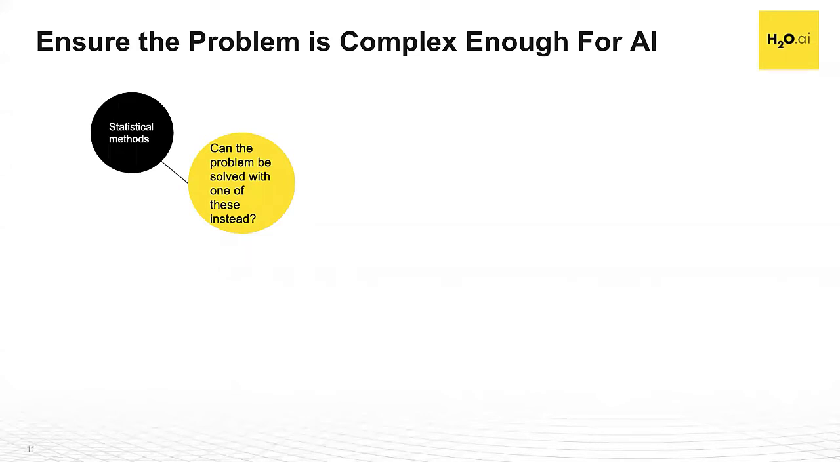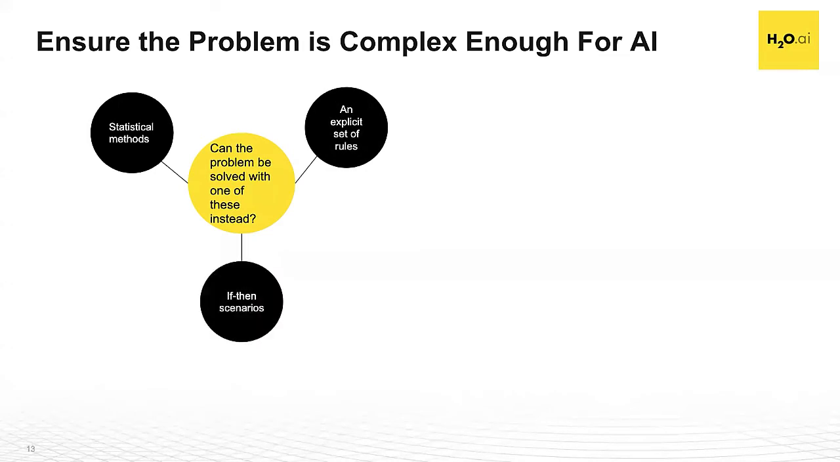And if you say yes to any of those, or if any of those sound like they could answer your problem, maybe you want to use a statistical method. Additionally, if it's possible to just use a set of rules or if-then scenarios to handle your problem entirely, then maybe there is no need for a machine learning solution. Take a rule, for example: if a loan applicant has zero income, then refuse the loan. That is a simple rule, and you don't need a machine learning model for that.